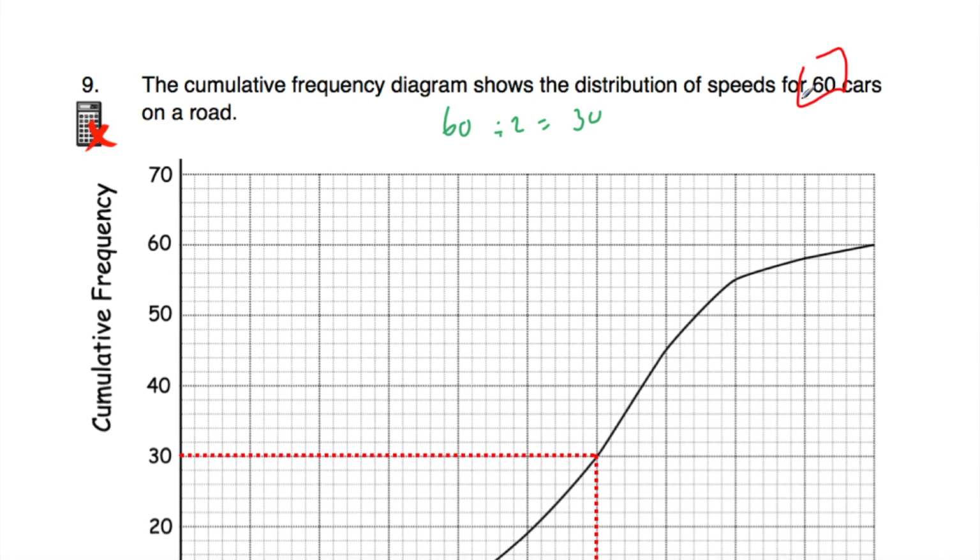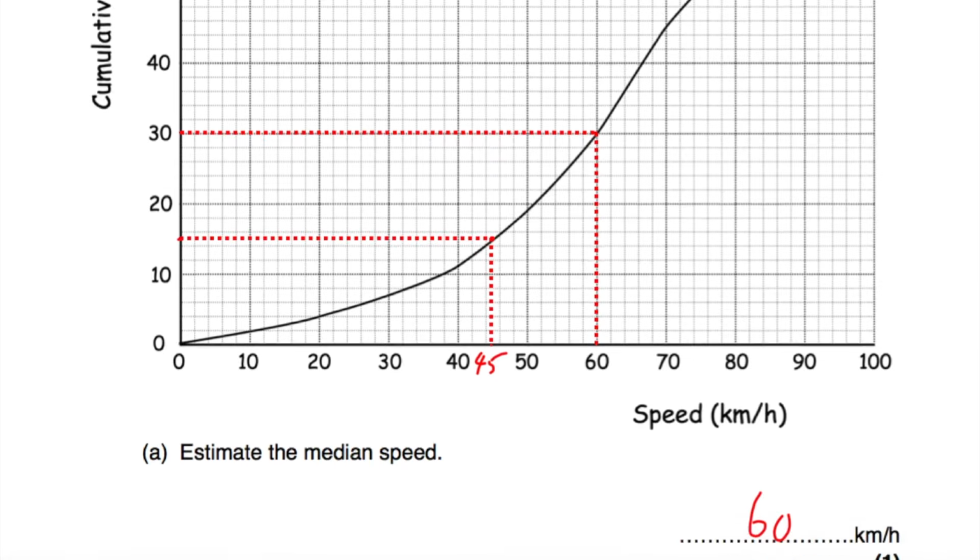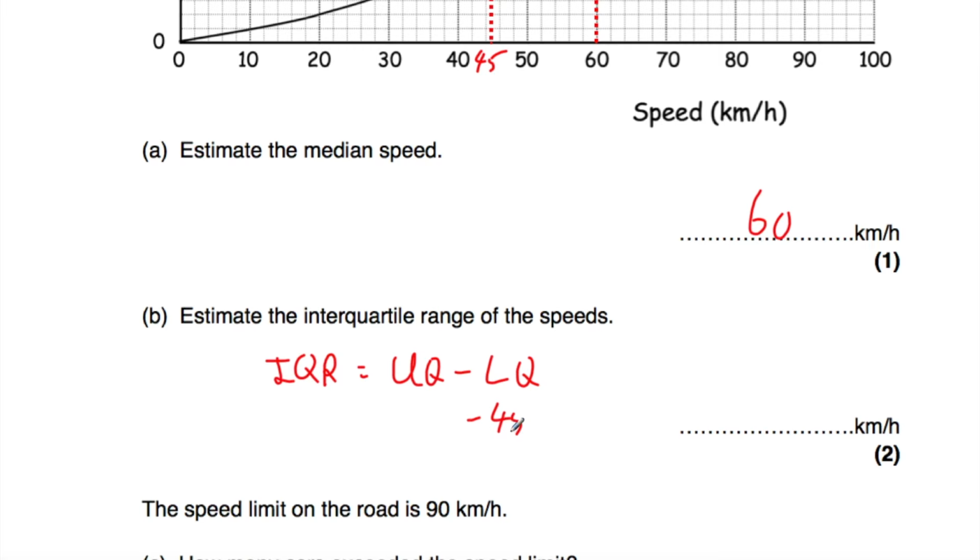So if we do a quarter of 60, so 60 divided by 4, that's equal to 15. So if we go 15 across and down, that'll give us our estimate for the lower quartile. So 15 across and down. So here's 15, halfway between 10 and 20. So if we go across and down, that brings us to halfway between 40 and 50. So that's going to be 45. So our estimate for the lower quartile is 45 kilometers per hour.